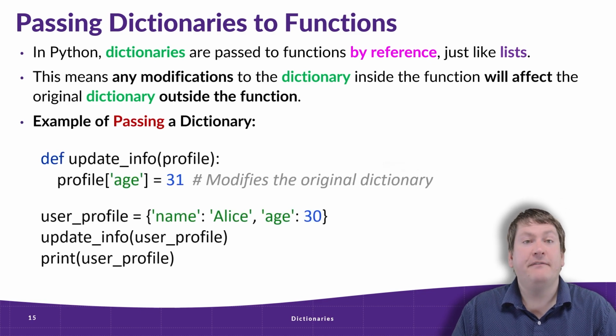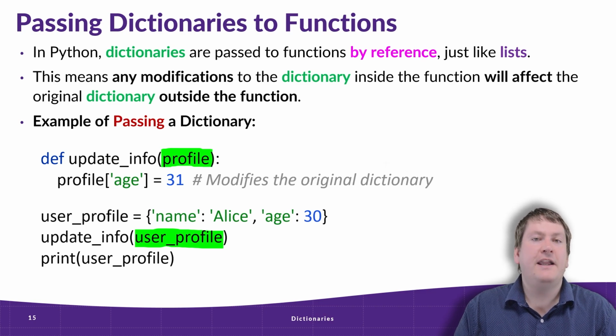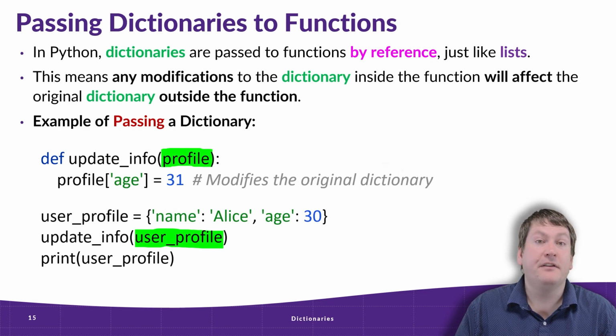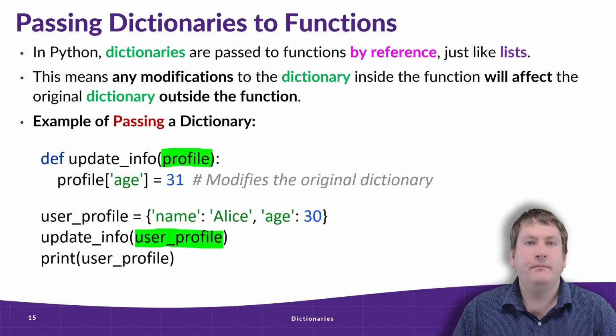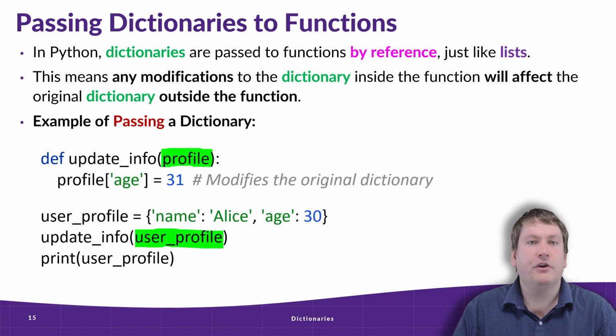So here we have a function called updateInfo. And this takes a dictionary. And this dictionary should have a name and an age key. So this is going to be a profile about some user in our system. And it's going to store things like their age and their name. Actually, that's all it's going to store in this example. So we can pass this to a function just fine. And inside that function, if we make a modification, like setting the age to 31, that's also going to be reflected back in the dictionary outside of the function.